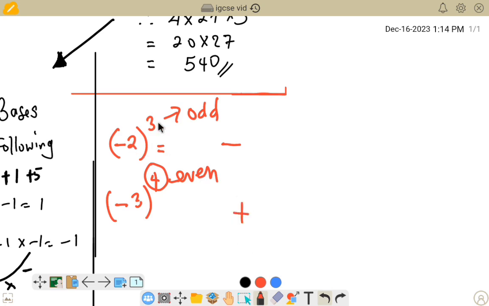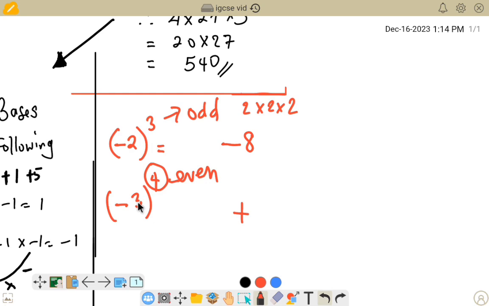Now 2 is appearing 3 times. That means you have 2 times 2 times 2. So this one will give you 8. 2 times 2 is 4, 4 times 2 is 8. So the final answer here is 8, so you have minus 8. Minus because the power is odd.